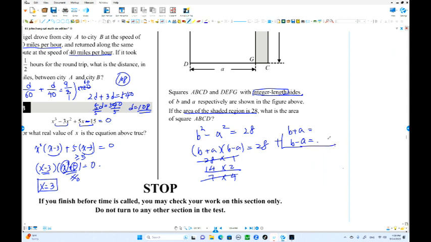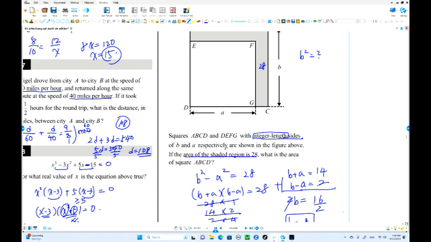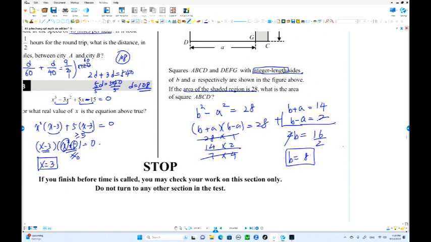B plus A is 14, B minus A is 2. So 2B equals what? 16. That's right. So when you divide it by 2, B equals 8. It's okay. 8 is what? An integer. Okay. So what is the area of this square ABCD? B squared, right? B times B. So 64 is the area of square ABCD.